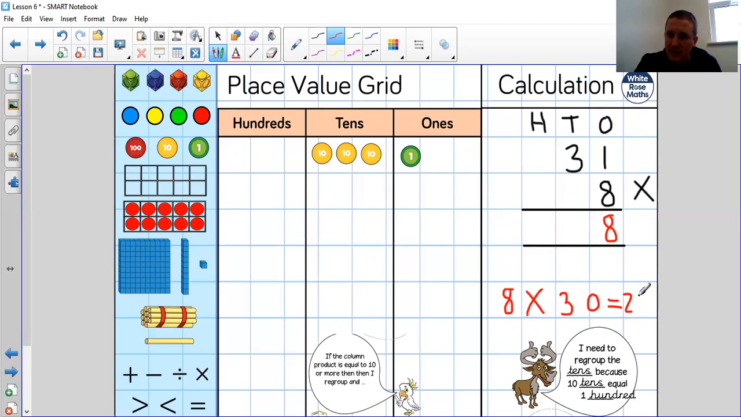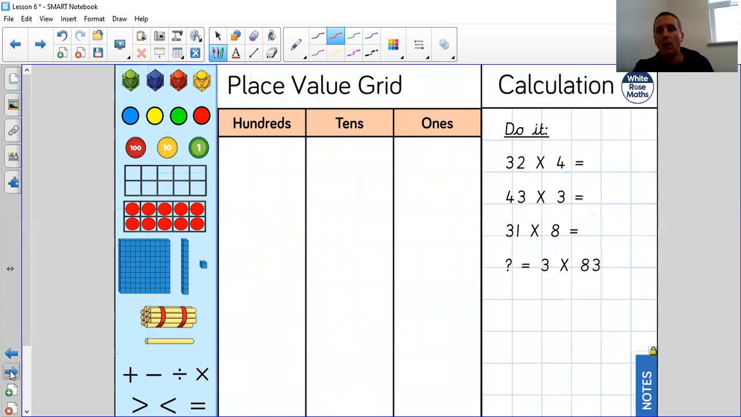So 240. There it is. So now how am I going to fit this in here? Well, actually, we know that 240 would look like this, 240. And then your ones have been done at the start, so 248. All right, and that's the calculation we've used.